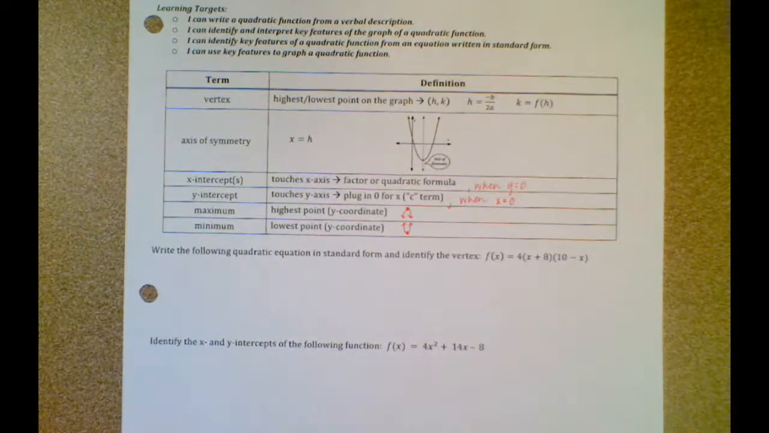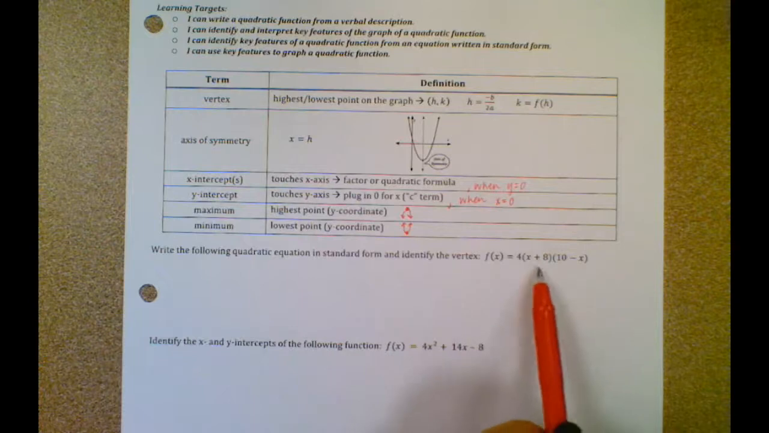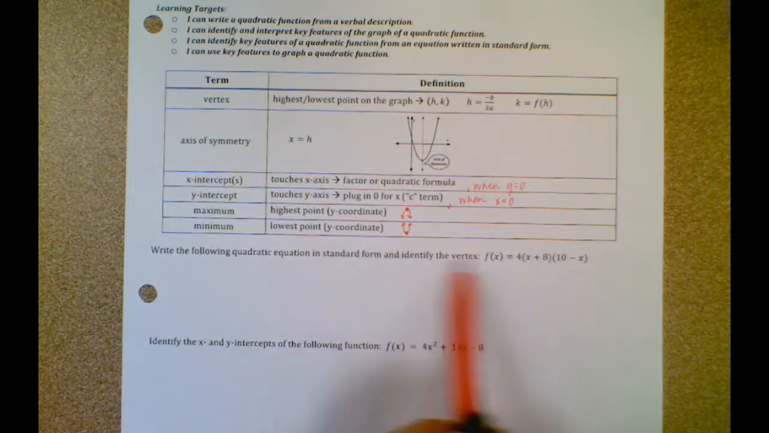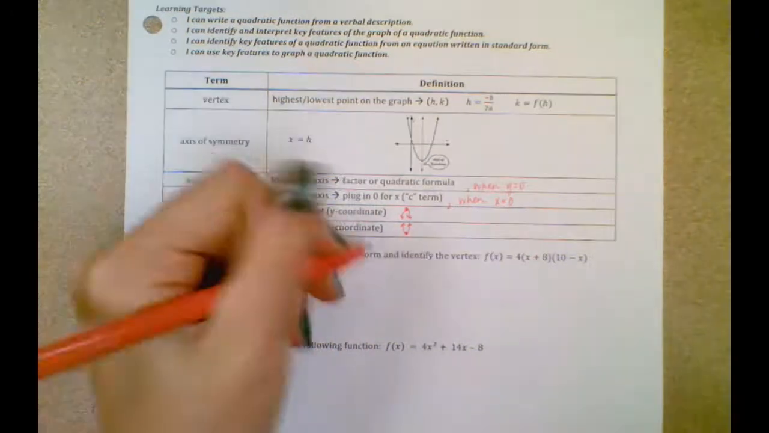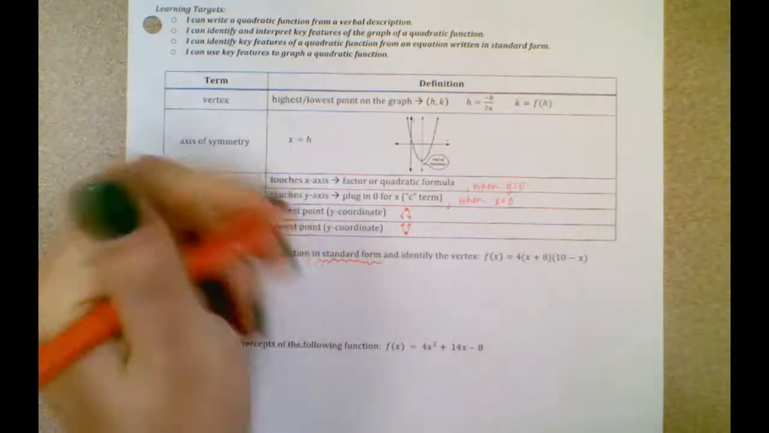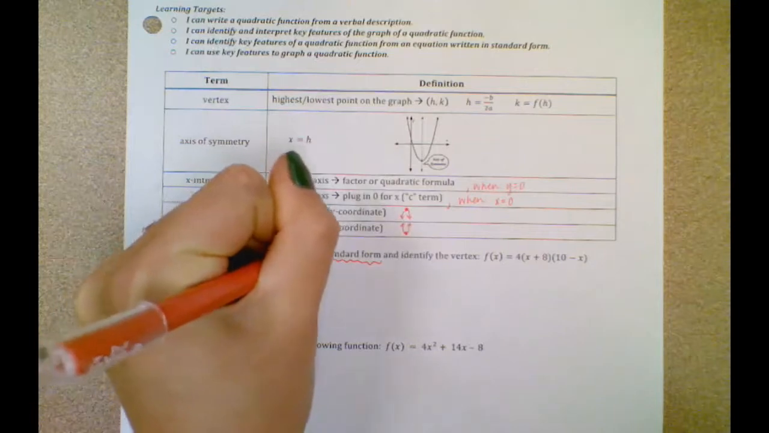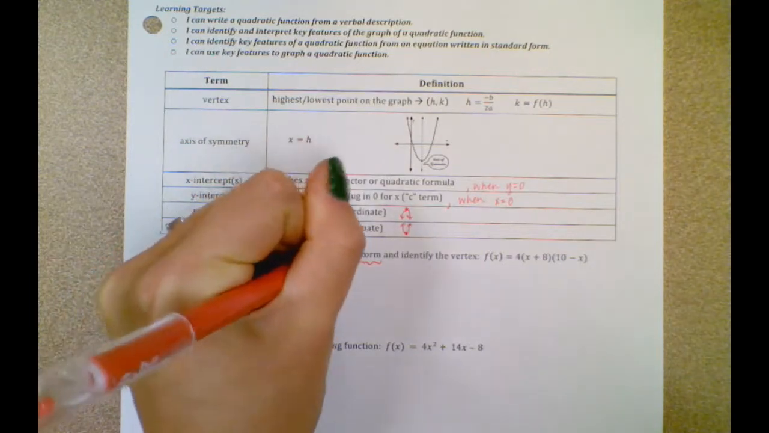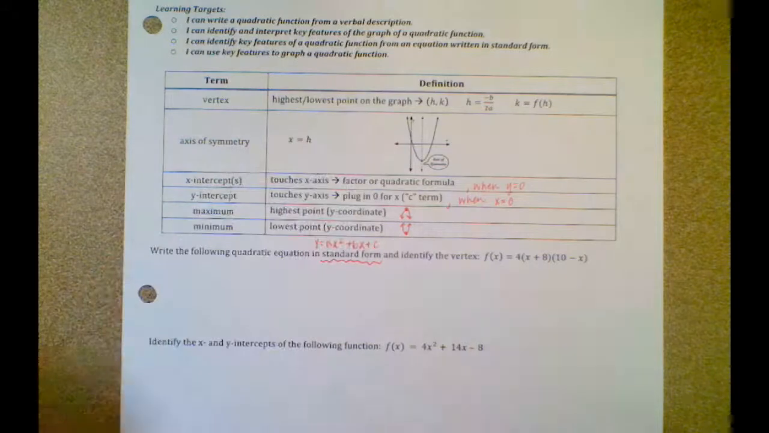All right, anyways, let's get started. It says write the following quadratic equation in standard form and identify the vertex. As we can clearly see, this is not in vertex form, and it's actually not in standard form either, but we need to write it in standard form. So standard form is y equals ax squared plus bx plus c. So we need to get it in that form.